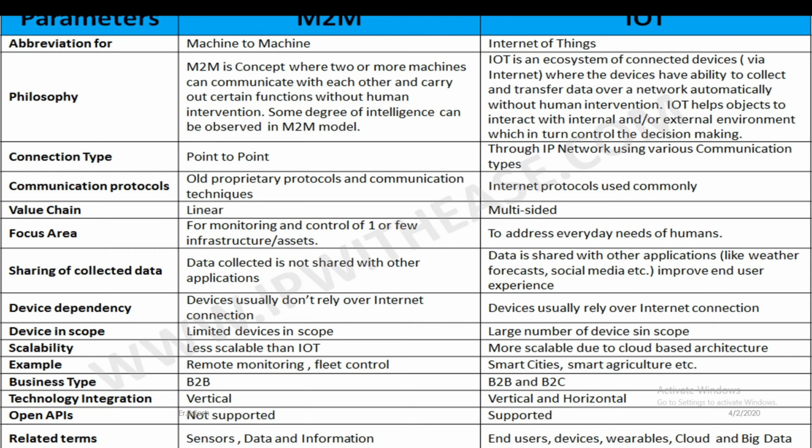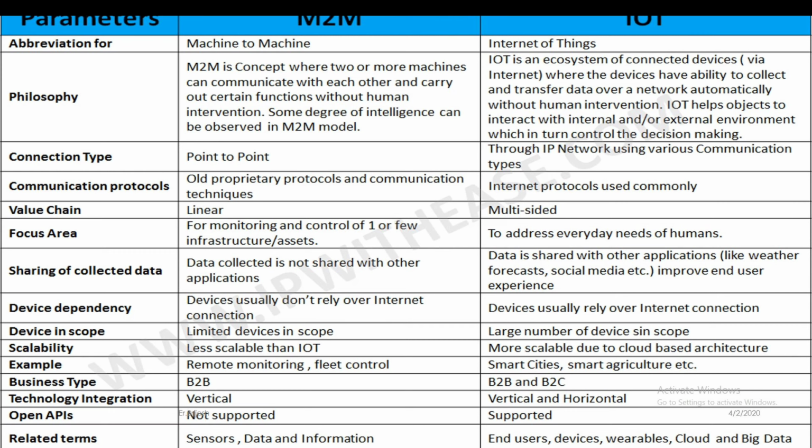As you can see, these are the abbreviations for M2M and IoT. M2M stands for machine to machine and IoT stands for Internet of Things. M2M is a concept where two or more machines can communicate with each other and carry out certain functions without human intervention. Some degree of intelligence can be observed in the M2M model.